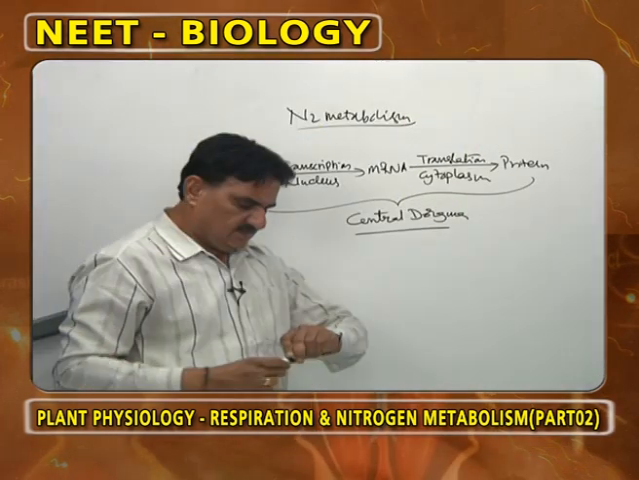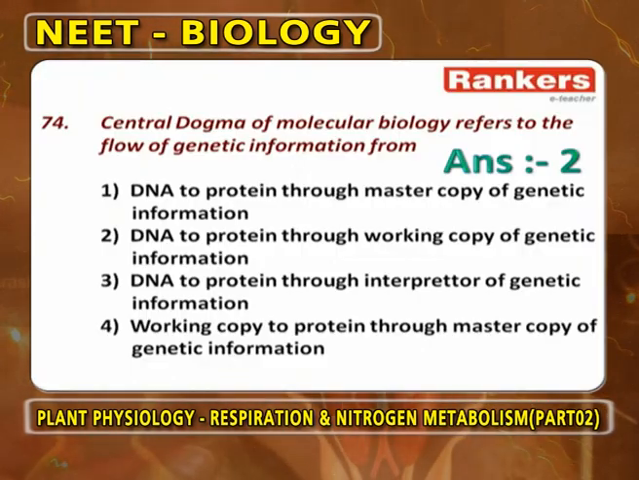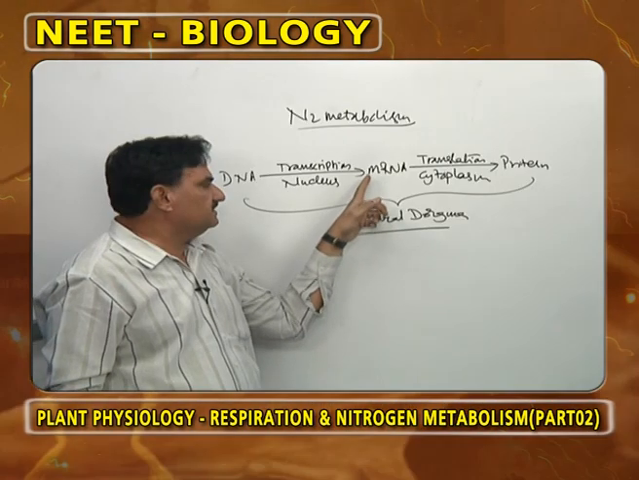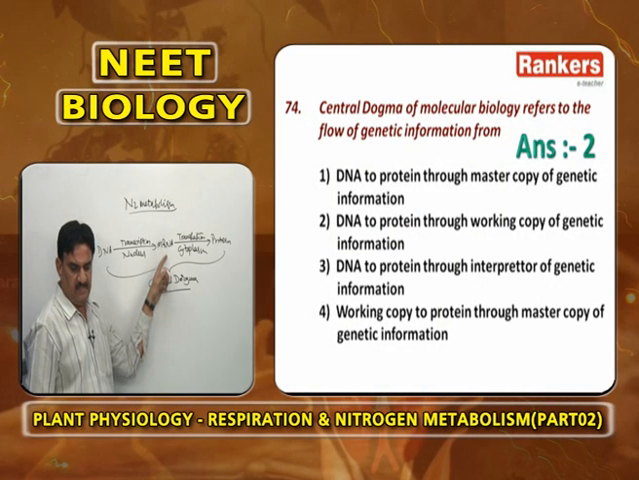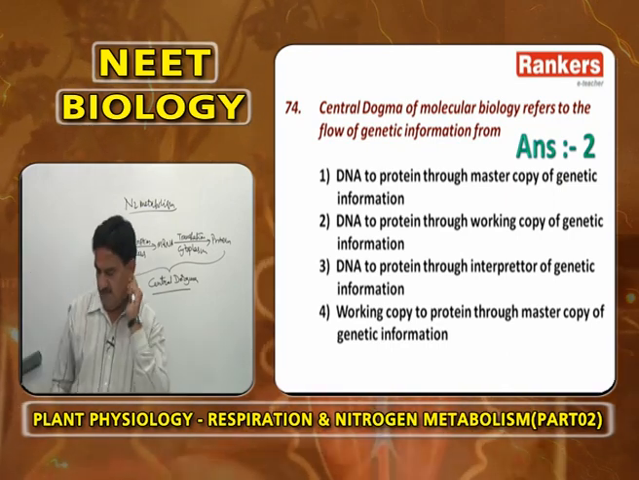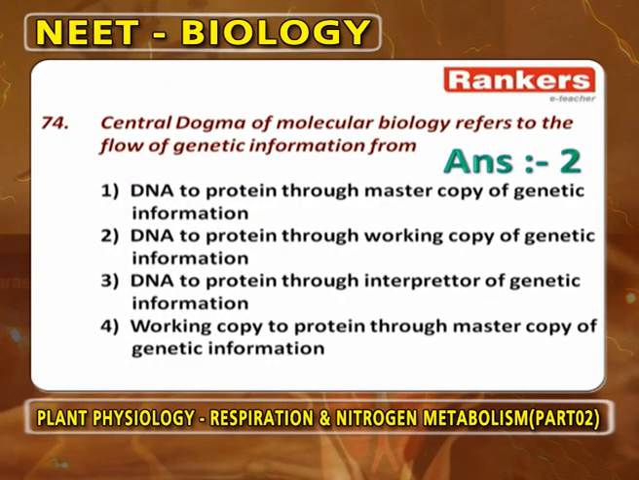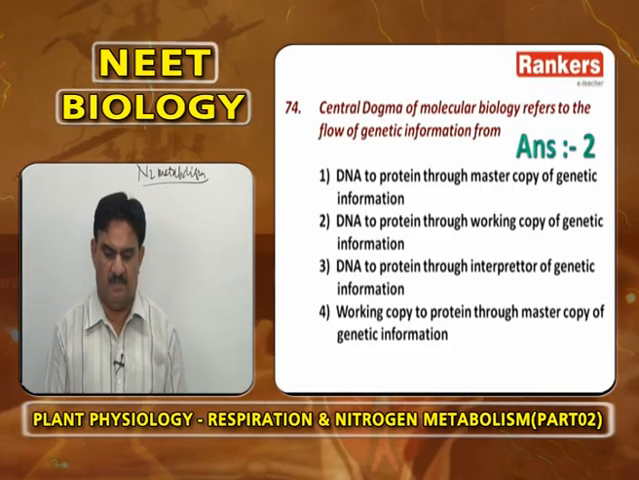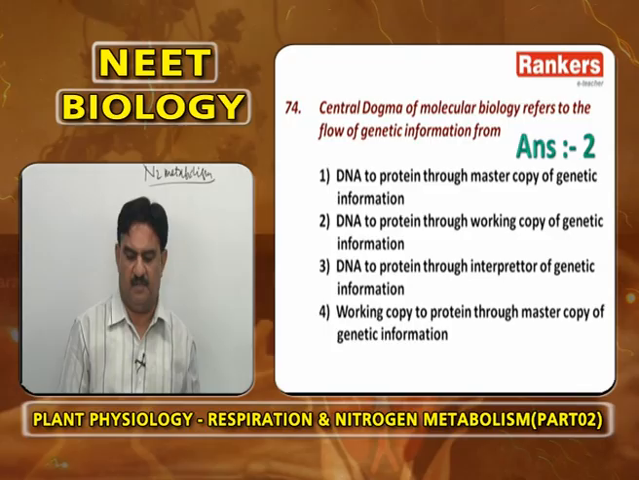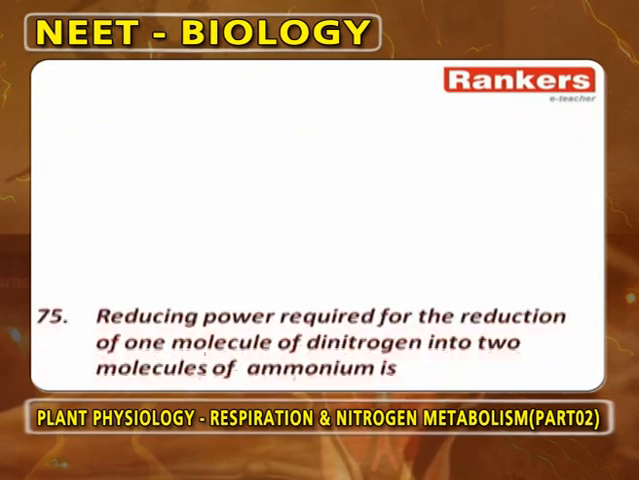So, why is it called central dogma? Because DNA to protein through working copy of genetic information. mRNA is called the working copy of genetic information. DNA to protein through master copy of genetic information is wrong. DNA to protein through interpreter of genetic information is wrong. Working copy to protein through master copy of genetic information is wrong. So, answer is DNA to protein through working copy of genetic information, second option.